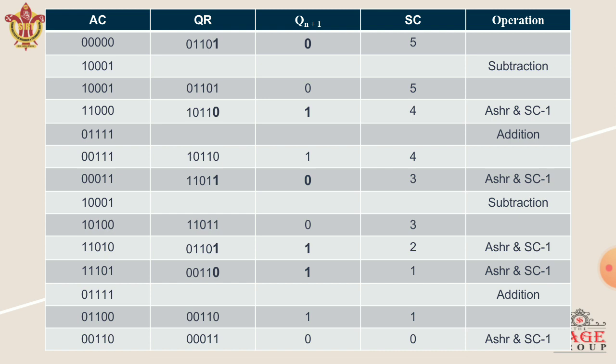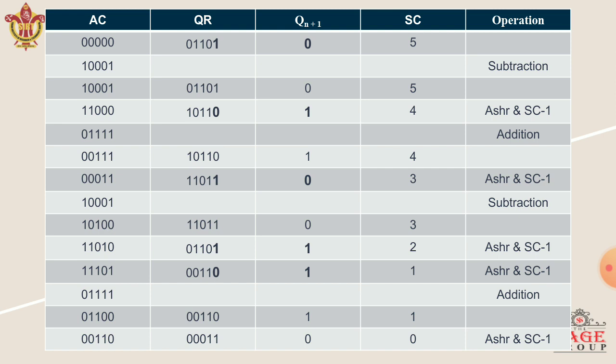So after shifting the value of AC, QR and Qn plus 1, the value we got in Qn is 0, in QR is 11011, and in AC 00011, and the value of sequence counter SC is 3. Now again check the value of SC. It is not equal to 0, which means we again perform the operation and check the value of Qn and Qn plus 1.